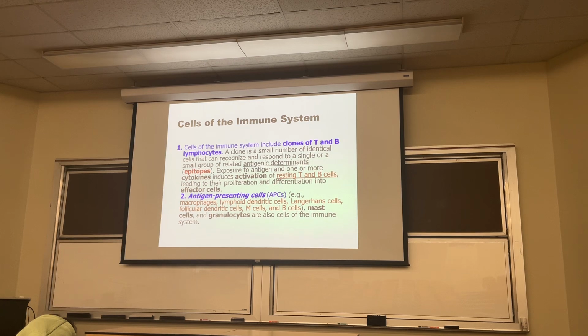Let's talk a little bit more about that. First, before we go to that next slide, we have a number of antigen-presenting cells: lots of macrophages, dendritic cells, Langerhans cells, M cells, B cells. These can all phagocytize bacteria and present a small piece of that to other cells and activate them.